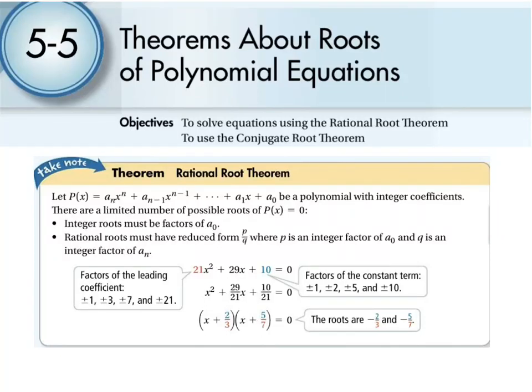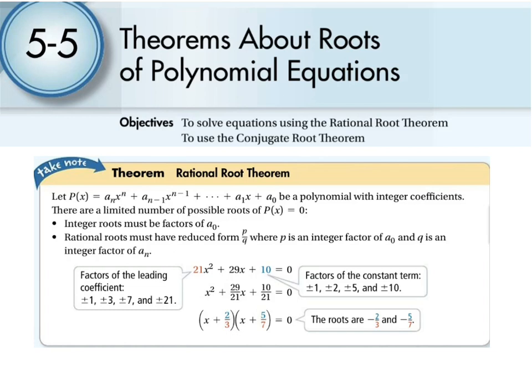We're going to start out with section 5.5, so we're halfway through chapter 5 and getting into the meat of this now. This is theorems about polynomial equations. If you remember, a polynomial is monomials added or subtracted together, and by the end of this lesson we want to be able to solve equations using our rational root theorem. You don't really know what that is yet, and to use our conjugate root theorem.